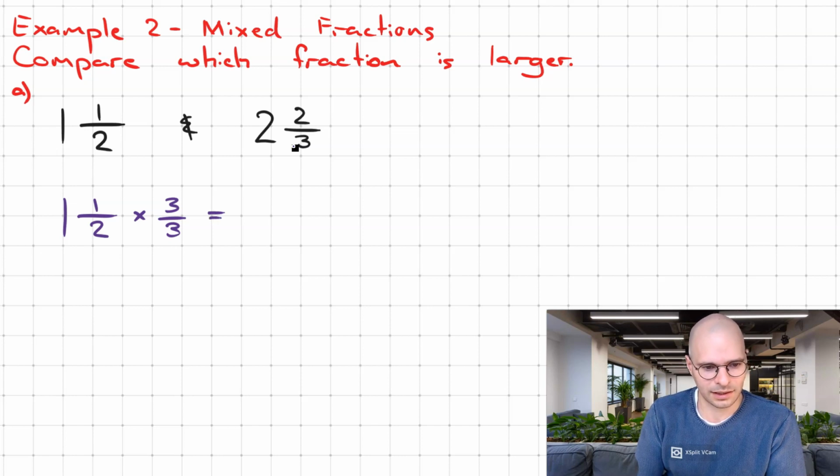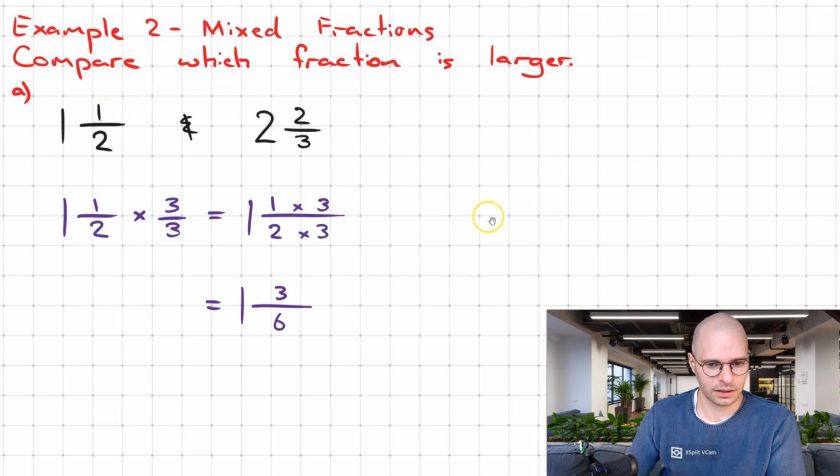Doing this calculation, the whole amount of 1 stays the same. I draw an extended vinculum, I gather my numerators, and I multiply them together. I gather my denominators, and I multiply them together. I complete the calculation, the 1 stays at front, and then this will be 3 over 6. So this is my equivalent fraction to here.